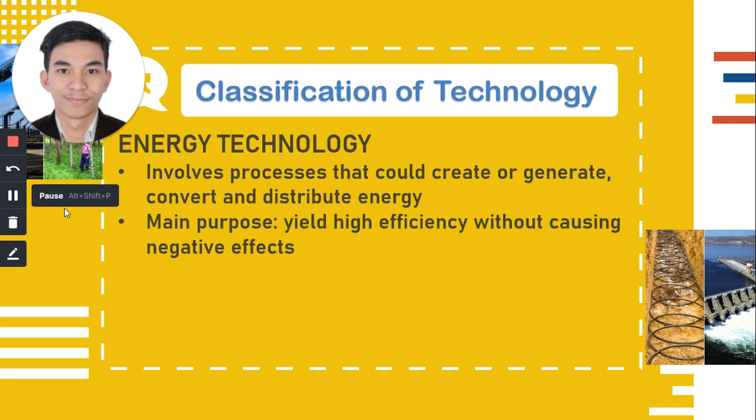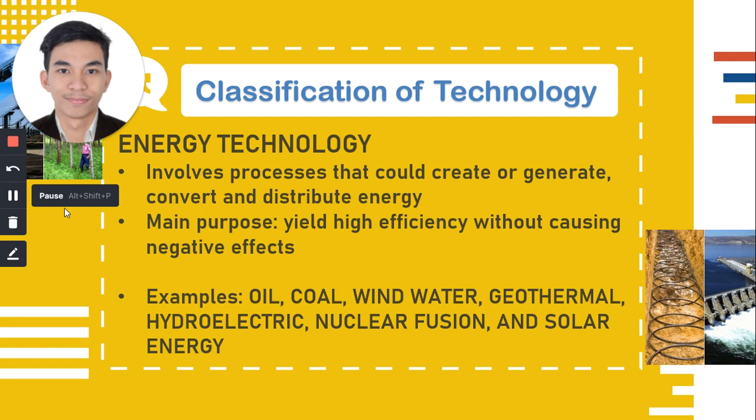So examples niyan, syempre, the oil, coal, wind, water, geothermal, hydroelectric, nuclear fusion, and solar energy. So, kumbaga, dito na mapapasok yung concept ng transformation of energy. Because of wind energy, pwede tayong makapag-generate ng electricity as well as the water, hydroelectric, nuclear, and solar energy. Okay? Pero ang pinakamaganda dito na dapat natin ginagamit din is yung minamaximize natin yung consume ng solar energy. Since solar energy is kumbaga para siyang unlimited.